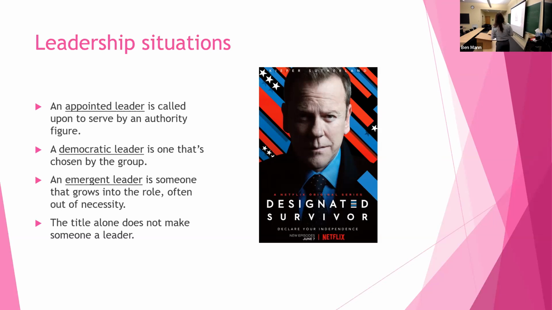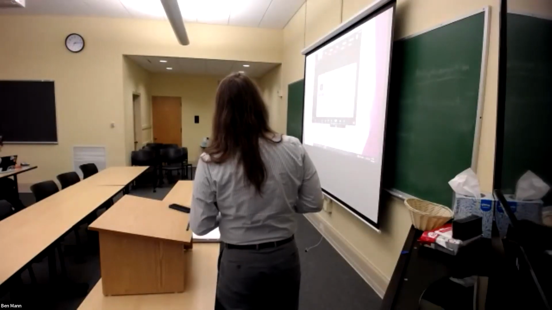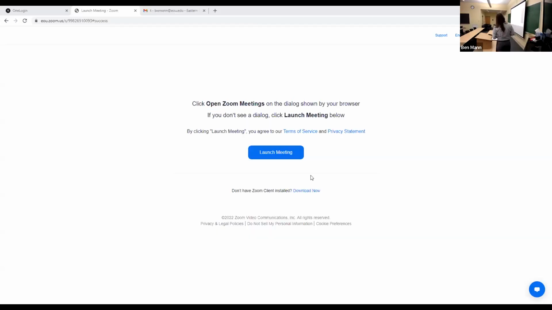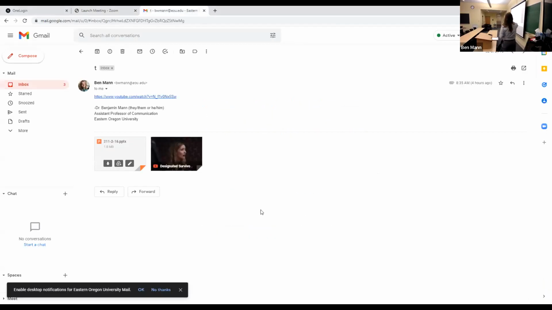I think it's a kind of fun premise to think about what it means for somebody to grow into being a leader. So I want to show just a little trailer from that Designated Survivor show, because not only is it an interesting, fun example of emergent leadership, but also pay attention to some of the things that are said about his character as he has to be put in this emergent leadership position. I think that tells us a lot about the challenges of leadership communication.